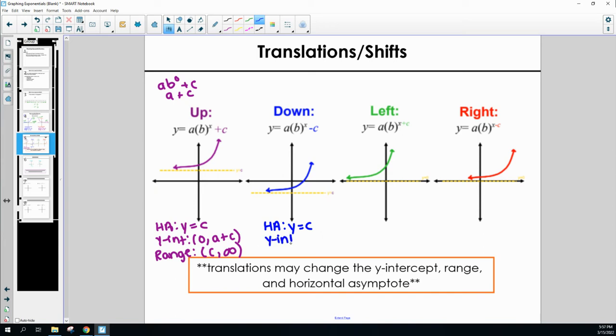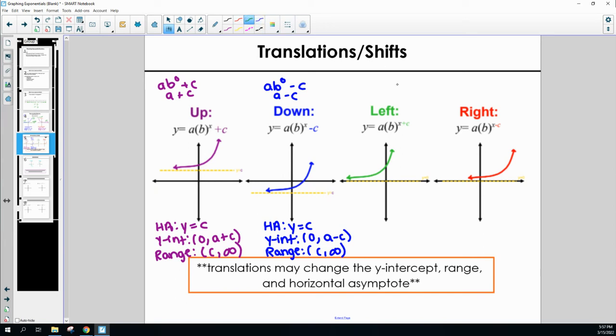The y-intercept, again, we'll plug in 0 for x. So a times b to the 0 minus c. B to the 0 is 1 times a. So we get a minus c as our y-intercept. And then our range would be c to infinity, since c is the lowest y value we have. And remember that in this case, c would be a negative number.